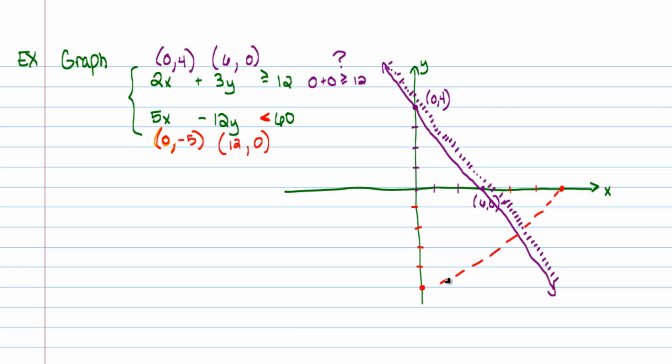I know I kind of bowed it there, but I didn't mean to do that. Anyway, I'll just make it worse if I try to fix it. Now let's pick a test point for this one as well. And again, 0, 0 is another good test point to pick for this one. So when I plug 0 in for x and 0 in for y, I get 0 is less than 60. Is that true? It sure is. So that 0, 0 is definitely in the solution set for the red inequality. So I'll go ahead and highlight that in there.